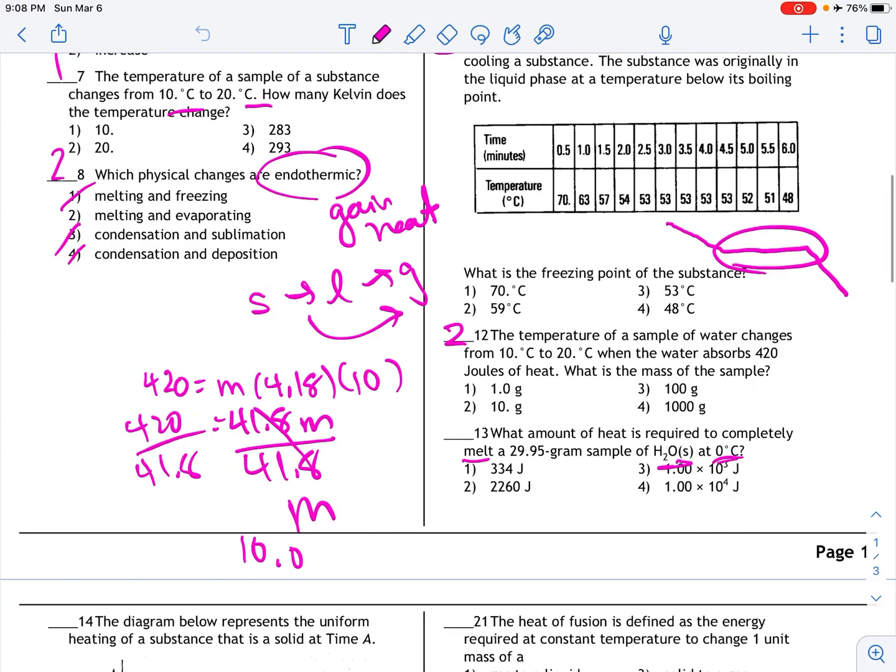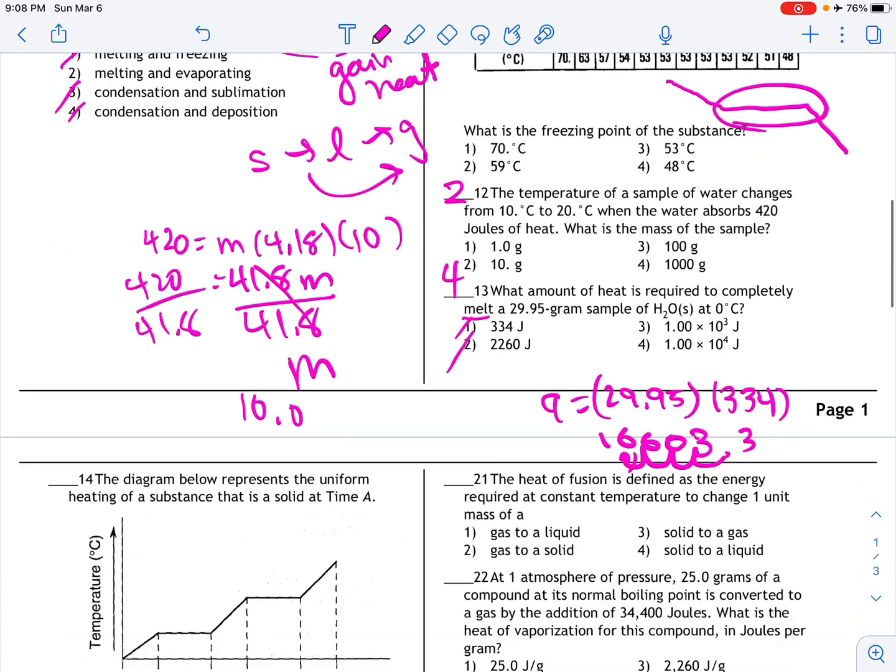So here we go. Q equals mass, 29.95, and then melting, 334 joules per gram. So 29.95 times 334 is 10,003.3. That's not a choice. But these numbers are big. Choices 3 and 4 are big, so those are not it. These are the constants; they tried to trick you with 1 and 2. So which of these answers is this? 10,000 would be 10 to the 4th, so choice 4. Choice 4 for number 13.